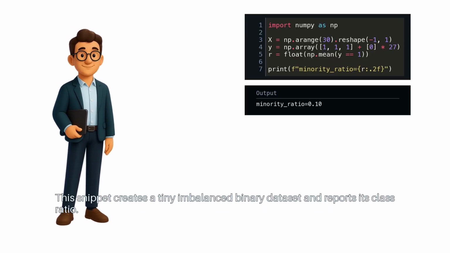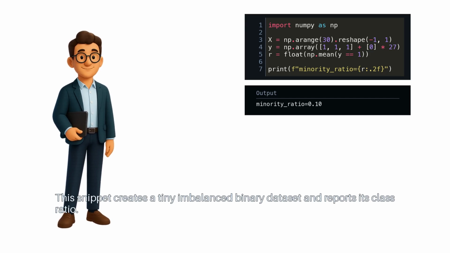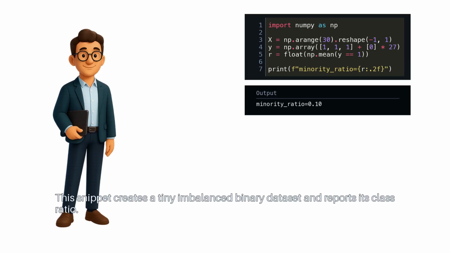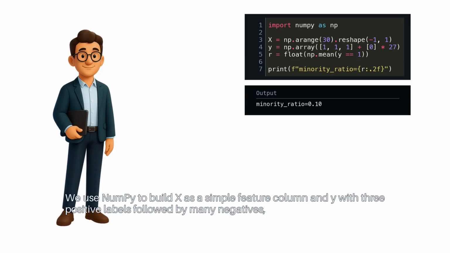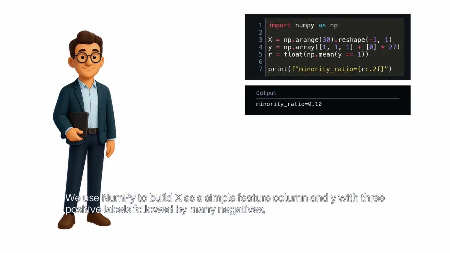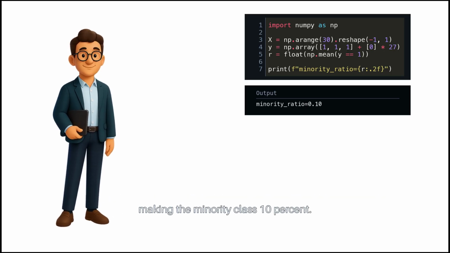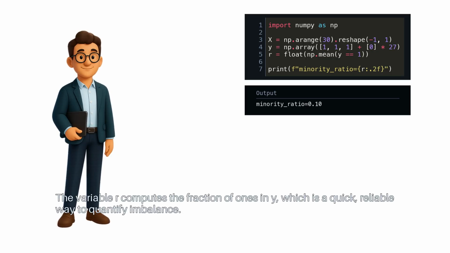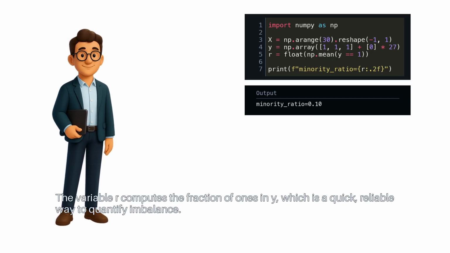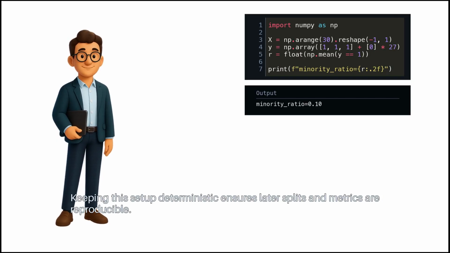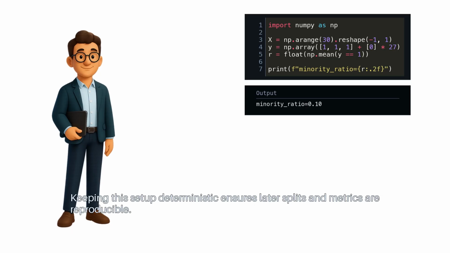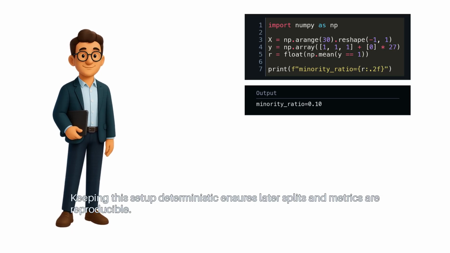This snippet creates a tiny imbalanced binary dataset and reports its class ratio. We use NumPy to build X as a simple feature column and Y with 3 positive labels followed by many negatives, making the minority class 10%. The variable R computes the fraction of ones in Y, which is a quick, reliable way to quantify imbalance. Keeping this setup deterministic ensures later splits and metrics are reproducible.